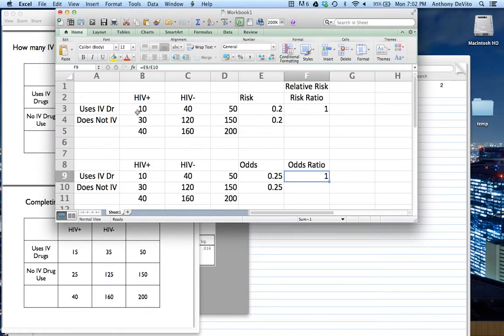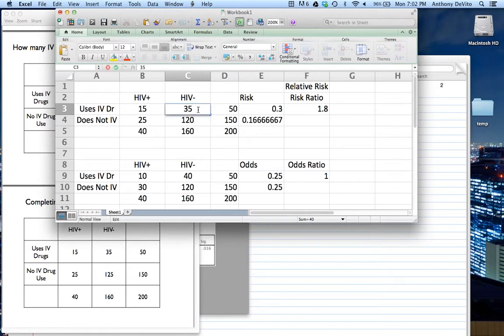then the odds ratio came out to be 1. When we altered this and made this 15 and 25 and made this 35 and 125, we found our relative risk was 1.8, right? Because the risk of HIV positive if you're an IV drug user was 0.3 divided by the risk if you're not an IV drug user, 0.167, which came out to be 1.8.